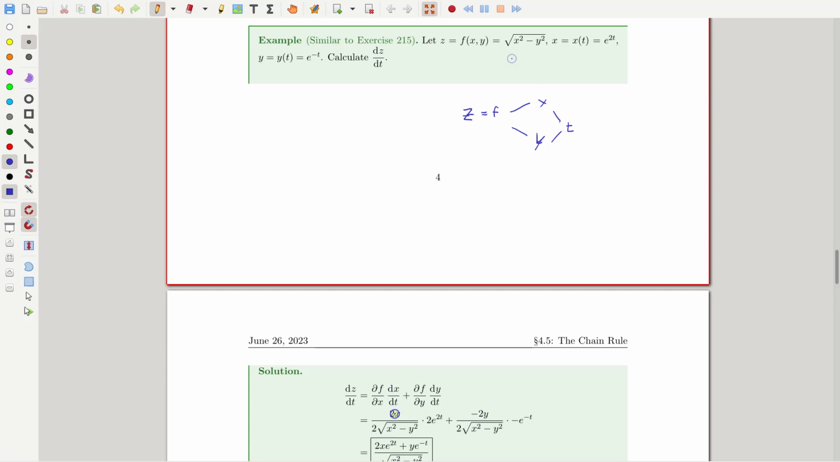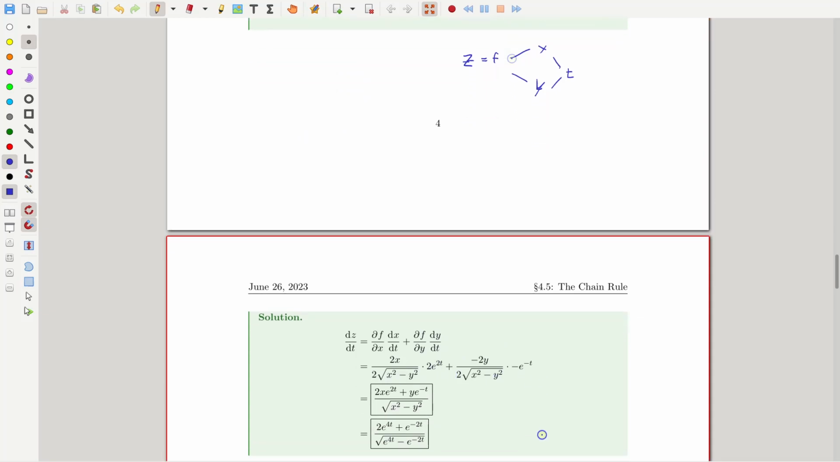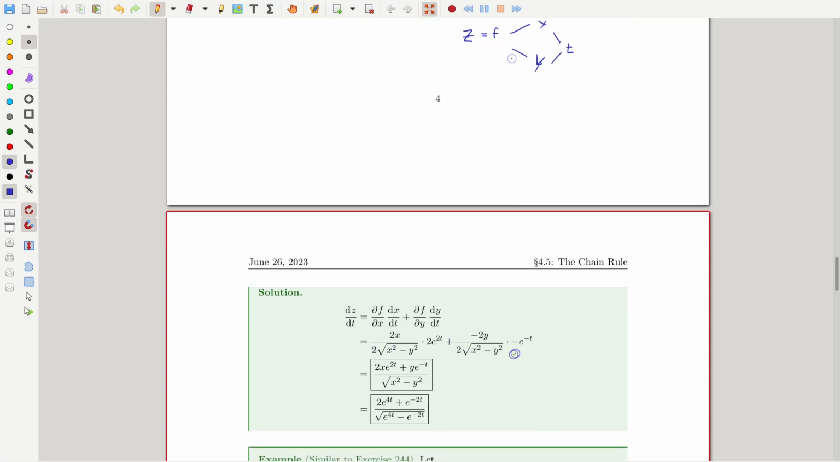Now for the dx dt and the dy dt, that's straightforward. These are exponential functions, so you have a small chain rule within there to make the 2 and the minus 1 show up. Okay, so, I didn't mean to box this one. I actually meant to box, not this one, but this one is what I meant to box.